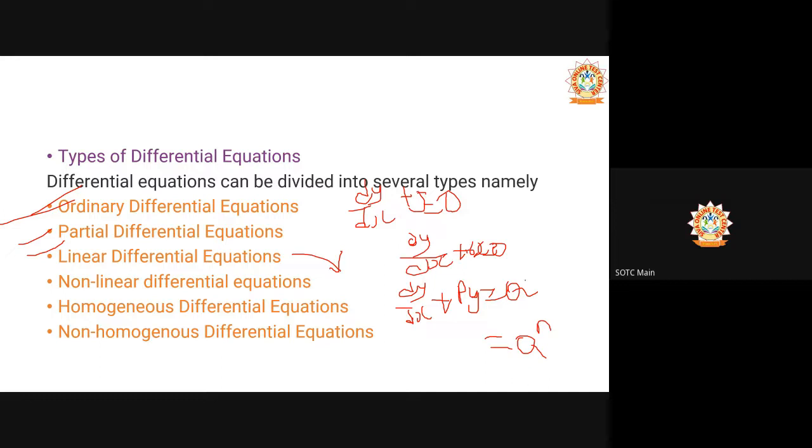Here this q and p are functions of x. So we will see those things. Next, homogeneous differential equation and non-homogeneous differential equation.